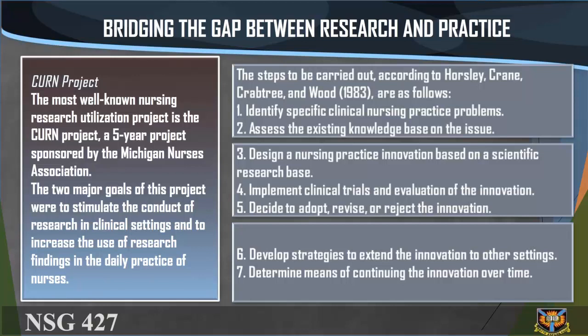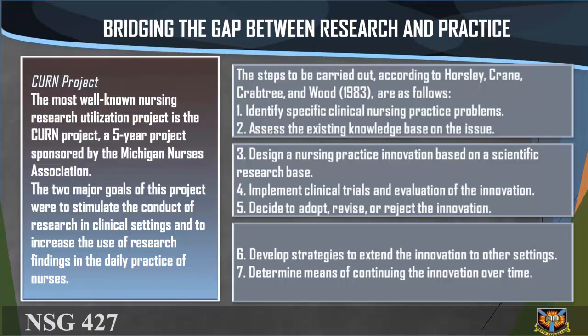CURN project. The most well-known nursing research utilization project is the CURN project, a 5-year project sponsored by the Michigan Nurses Association. The two major goals of this project were to stimulate the conduct of research in clinical settings and to increase the use of research findings in the daily practice of nurses.